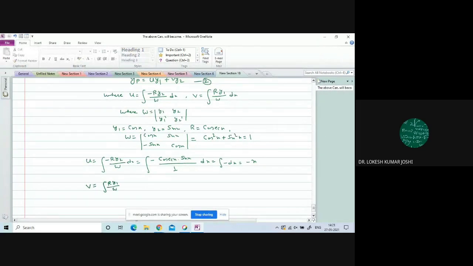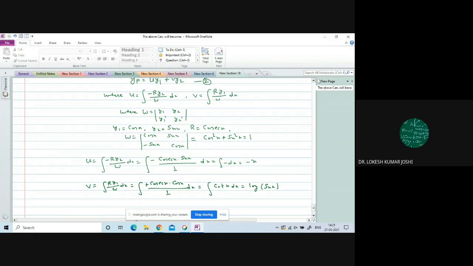We can find the value of u. Now v: the value of r is cosec x. What about y1? y1 is cos x. There will be no minus sign, okay? The minus sign is only for u. Upon w is 1, dx. If we write cosec x equal to 1 upon sin x, it will become cot x dx. Therefore, after integration, we get log of sin x.